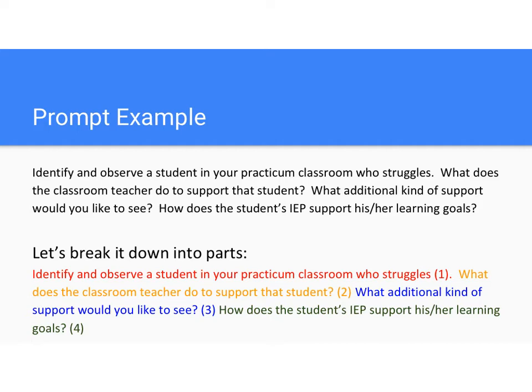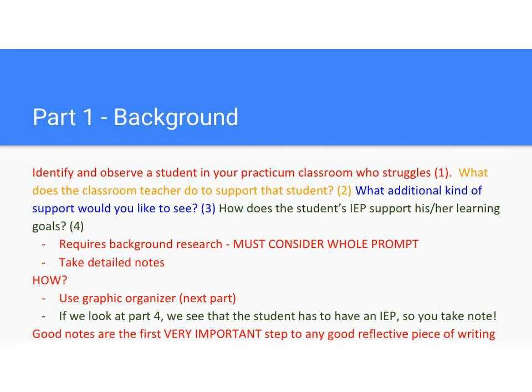So we're going to look at all of those 4 parts separately and break it down, because they're all 4 different things that we have to answer in this question. So for part 1, we need some background for the entire prompt, because we have to be able to do research in order to answer all of the questions. First of all, what I like to do is take detailed notes. How? We're going to use a graphic organizer. It might work for you, it might not. You can look at it and you can try to see if that works for you.